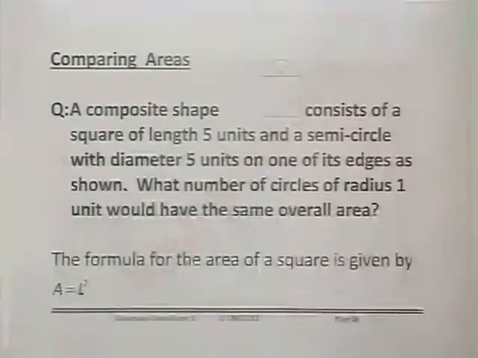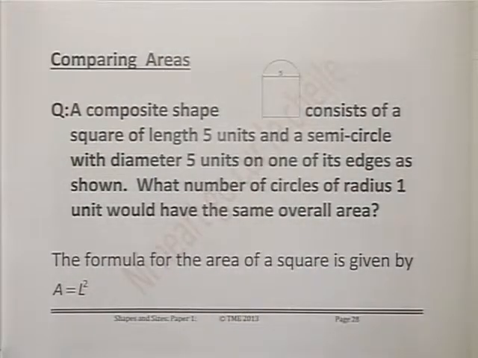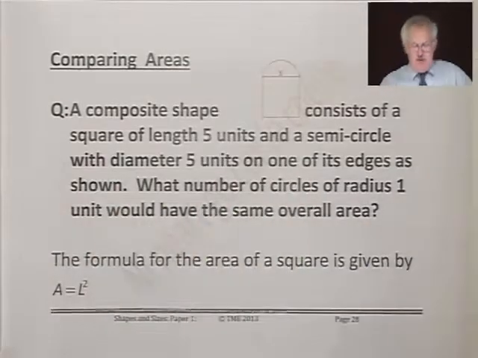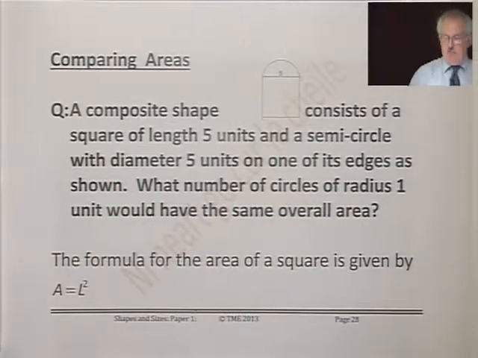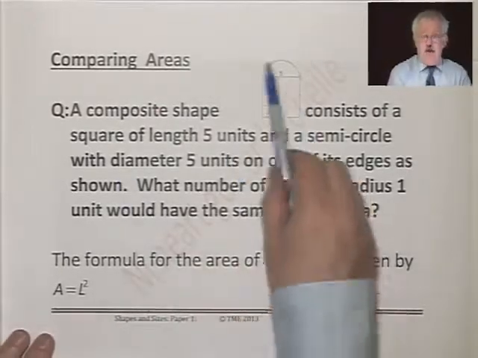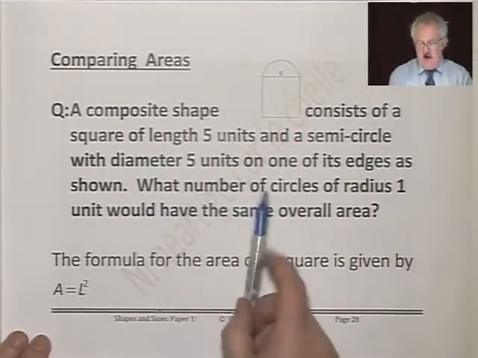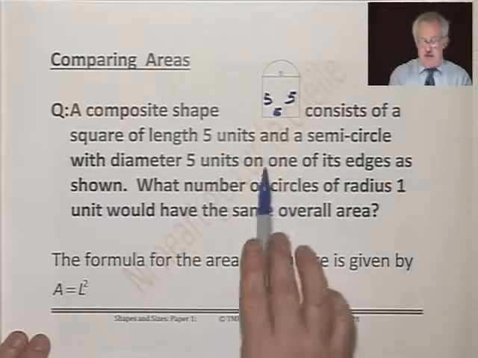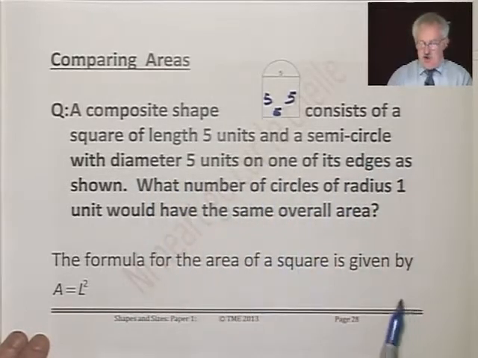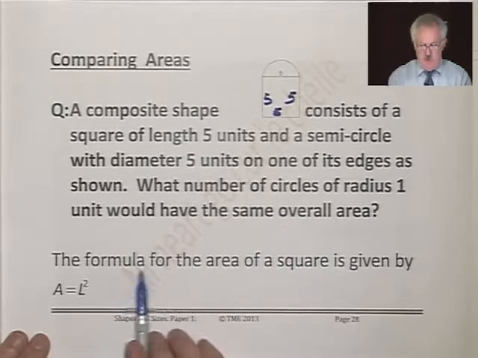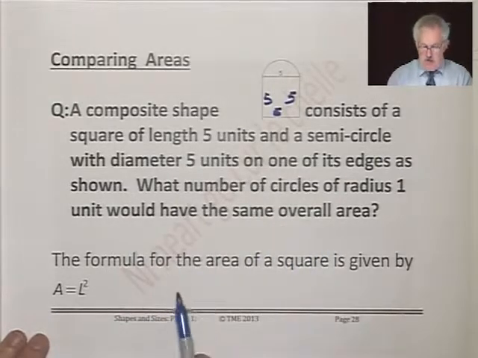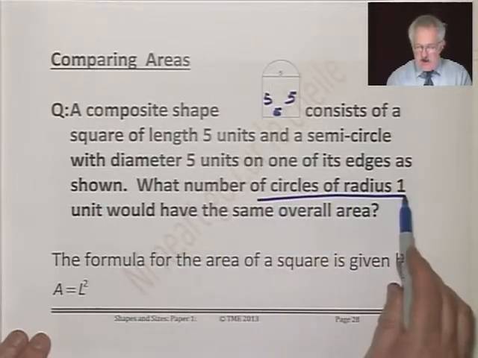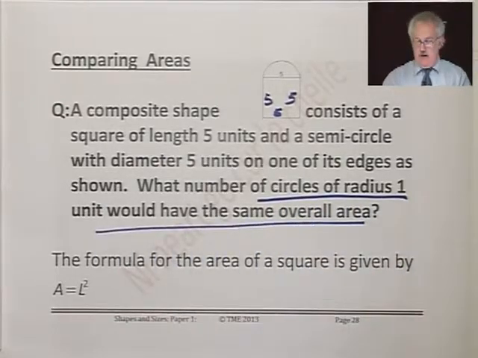Now we're going to look at practical, typical project maths questions on the second part of the paper, in addition to the first, where they're using those skills that you now have. The first bit was for the first part of the paper. So let's look at this composite shape. The composite shape drawn here consists of a square of length 5 units, and a semicircle stands on the top with its edges shown. What number of circles of radius 1 would have the same overall area?